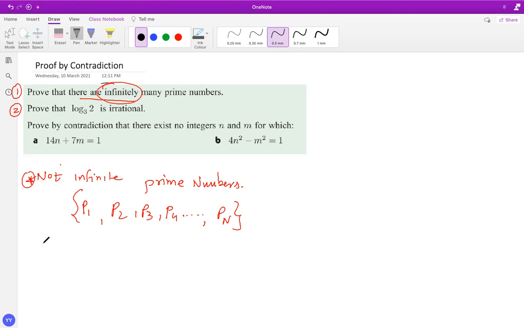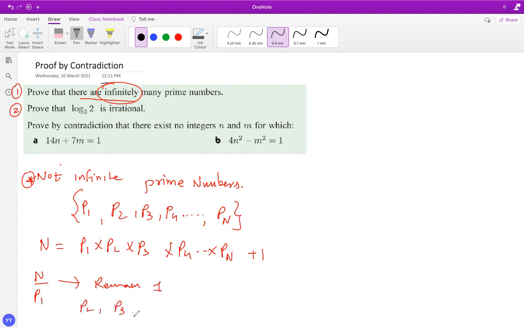Now let us define a number n equal to p1 times p2 times p3 times p4 up to pn, plus 1. Now when I divide this number n by p1, the remainder is always 1, whether I divide n by p1, p2, p3, p4, and so on. Since my remainder is 1 and it is not completely divisible, n is also a prime number which is not in this set. So n is an additional prime number. This clearly indicates that our assumption that there are finitely many prime numbers is wrong, because this is outside the set and still it is a prime number. That proves that there are infinitely many prime numbers.